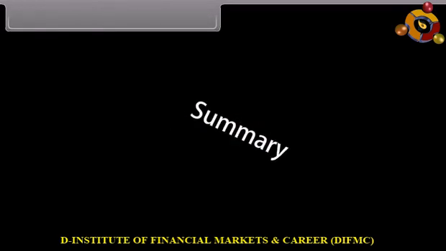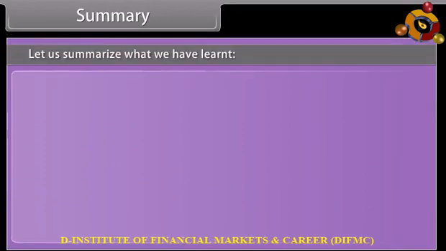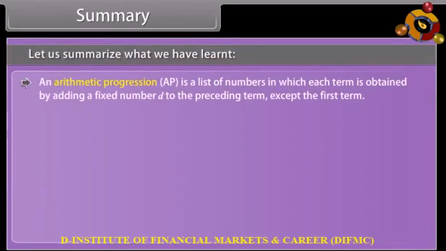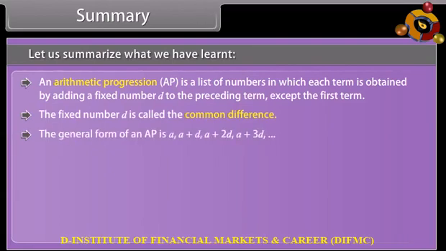Summary. Let us summarize what we have learned. An arithmetic progression AP is a list of numbers in which each term is obtained by adding a fixed number d to the preceding term, except the first term. The fixed number d is called the common difference. The general form of an AP is a, a plus d, a plus 2d, a plus 3d, and so on.